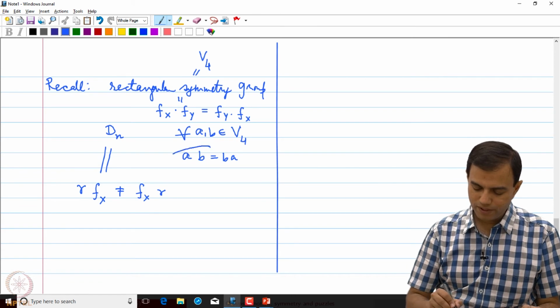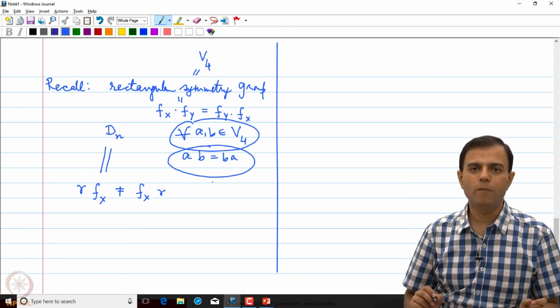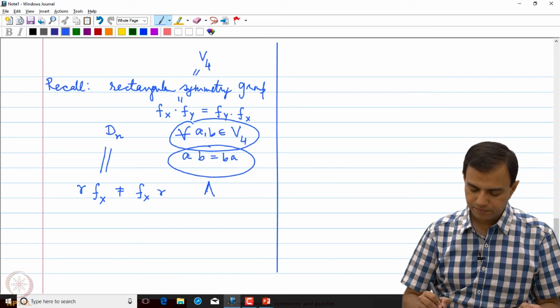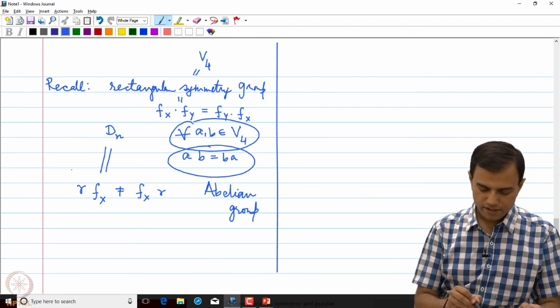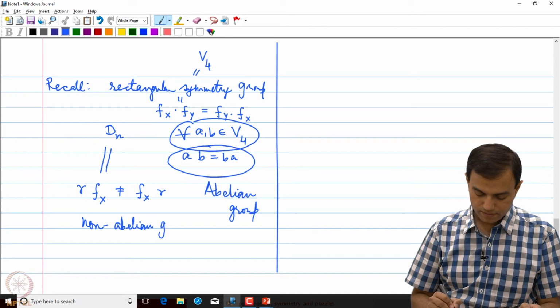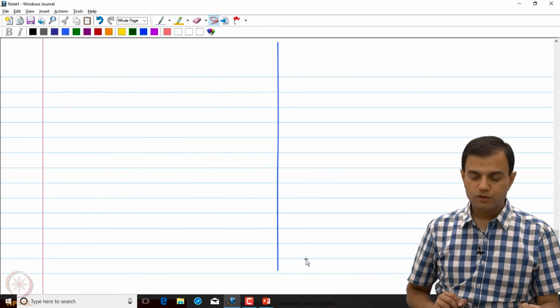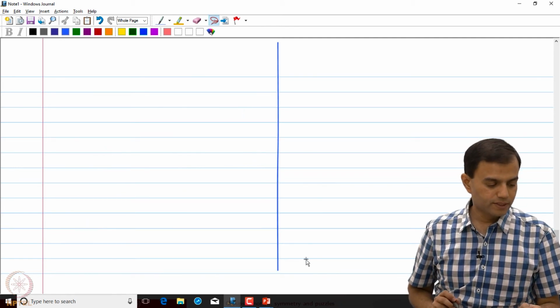So, when you have this property for a group, that for every pair of elements, the order in which you are having the operation is immaterial, then this is called abelian group, while Dn is an example of what is called non-abelian group. So, abelianness is an important property of groups.